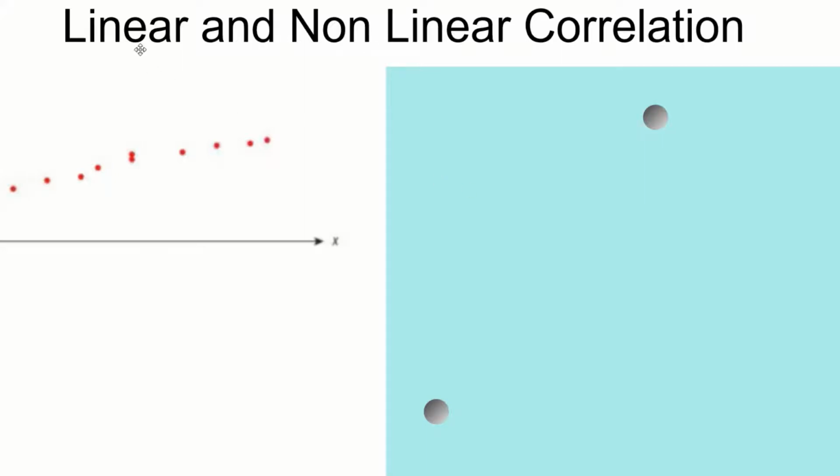Now we're going to look at linear and non-linear correlation. This leads on from what we were looking at with linear modelling. So a linear correlation looks like this. This is a linear correlation. And just like with linear modelling and linear graphs and linear equations, we have a straight line. It can be represented by a straight line.